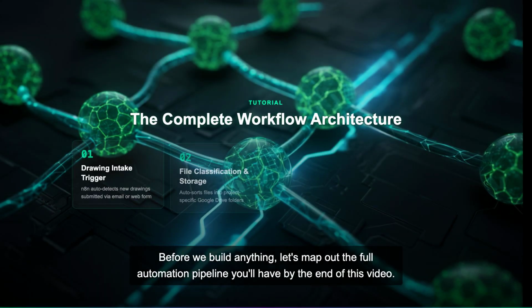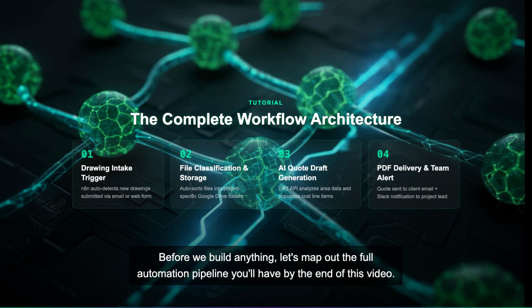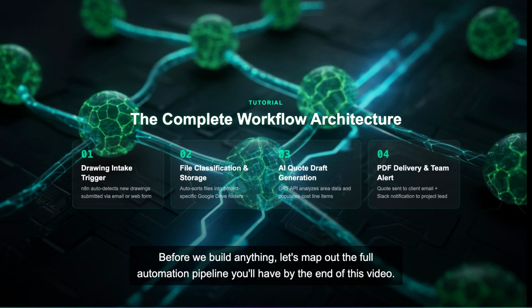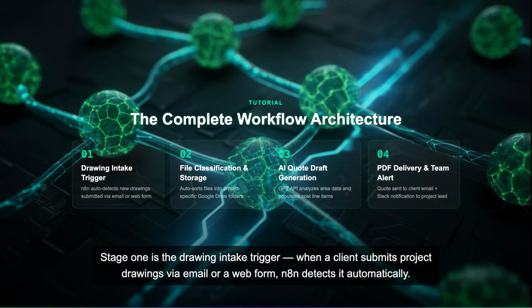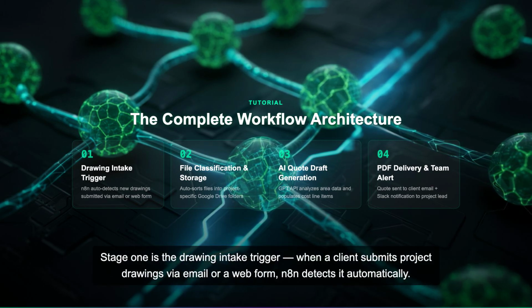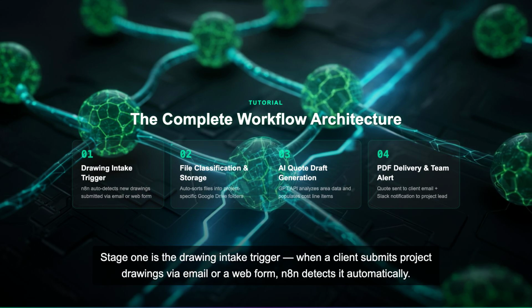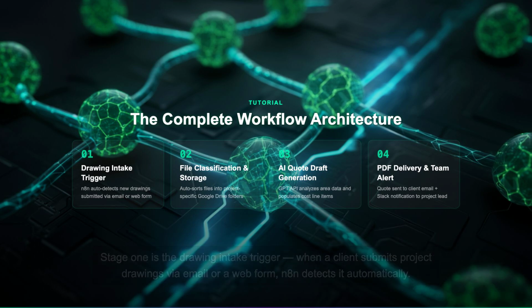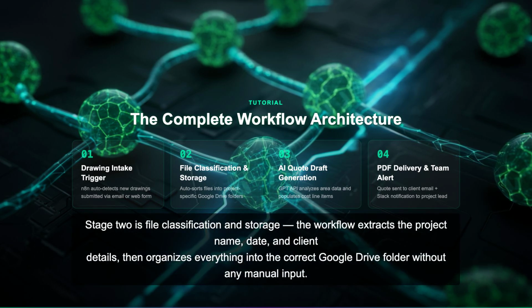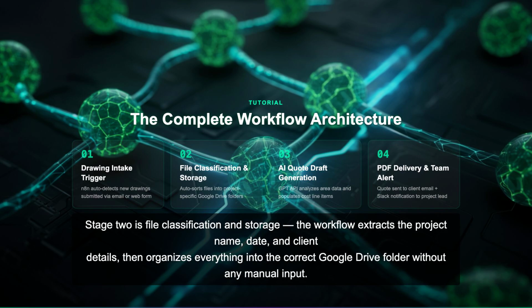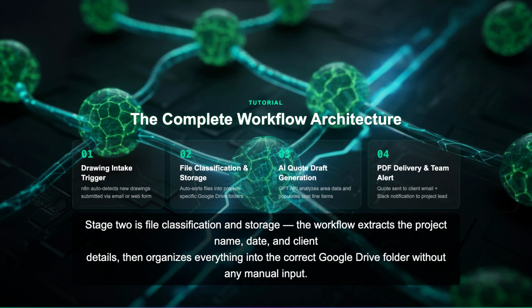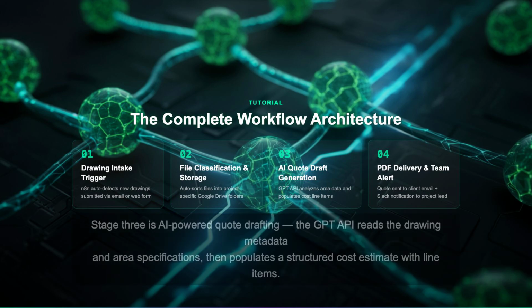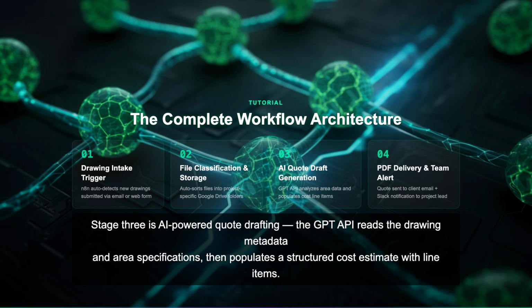Before we build anything, let's map out the full automation pipeline you'll have by the end of this video. It runs in 4 stages. Stage 1 is the drawing intake trigger, when a client submits project drawings via email or a web form. n8n detects it automatically. Stage 2 is file classification and storage. The workflow extracts the project name, date, and client details, then organizes everything into the correct Google Drive folder without any manual input. Stage 3 is AI-powered quote drafting.